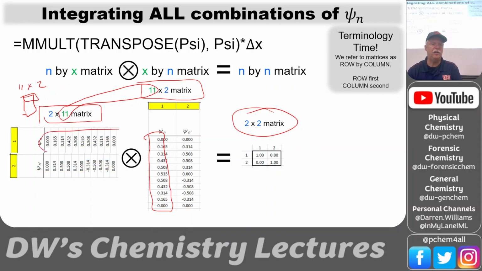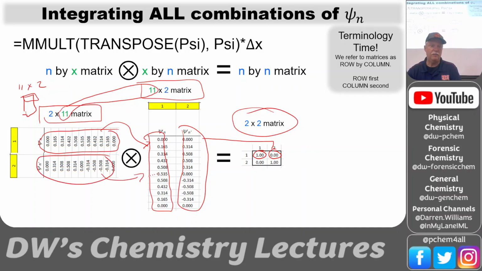So this is now a row times this column added together to give me this first number. And then this whole first row times this second column added together gives me the second number. Then the second row times the first column gives me the second row first column number. And then the second row times the second column gives me the second row second column number. Okay. So that's how matrix multiplication takes place. You've got to know how to do it so that you select the correct number of cells.